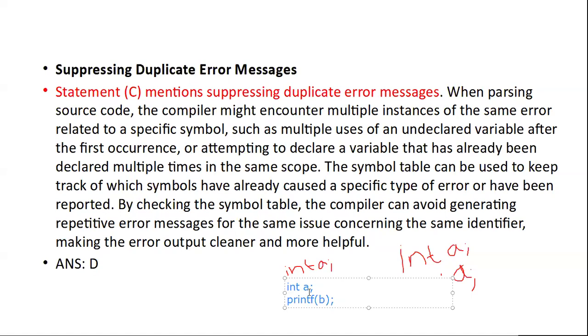So this type of undeclared variable we can see. This kind of error can also be identified by the compiler, and it is suppressed. The error is suppressed by the compiler. The same issues are repeating in another segment or another area, so it will be suppressed. So in this question, we are concluding that option D is the correct answer.